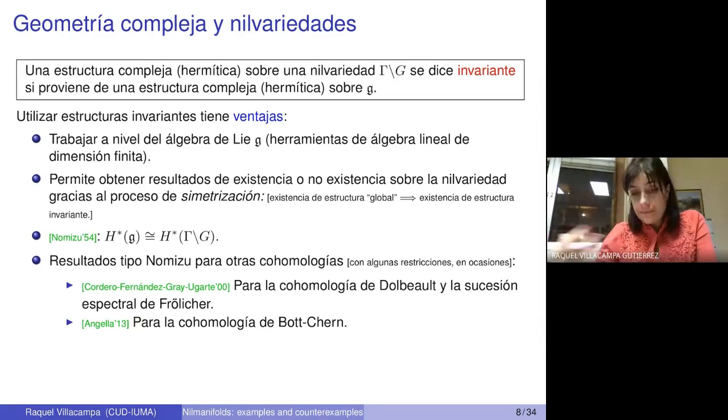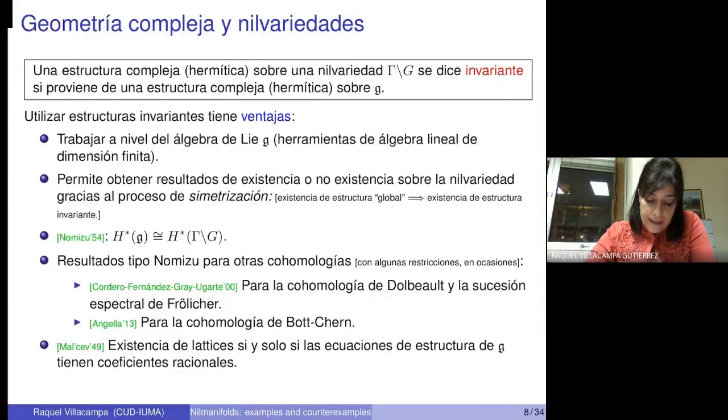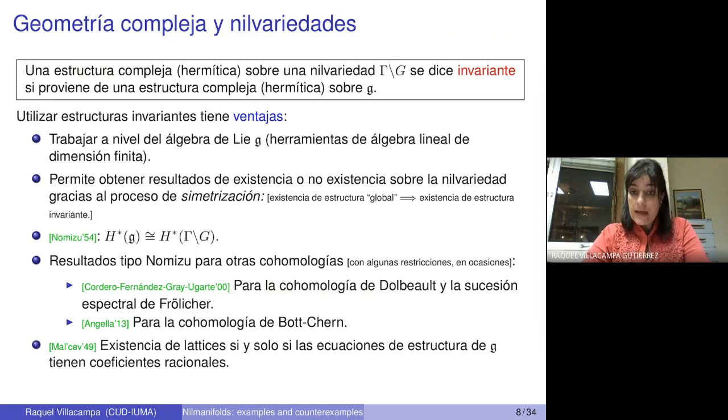There are many results relating the cohomologies of the nilmanifolds to the cohomology of the Lie algebra. And finally, we can assure the existence of lattices just by observing the structure equation of the Lie algebra. In fact, if the structure equation of the Lie algebra has rational coefficients, then by Malcev's theorem there exist lattices, and therefore it is possible to construct nilmanifolds associated to this Lie algebra.